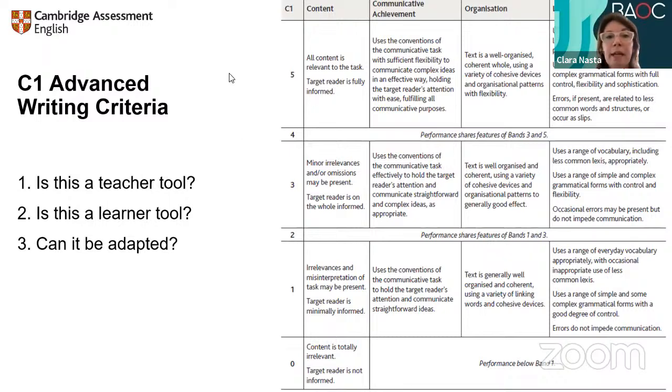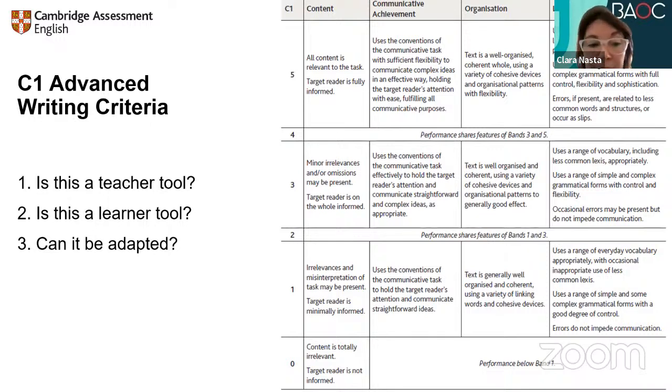You first have a content part. You see, for example, this is a slide that shows the assessment criteria for C1 writing. As you probably are familiar, they deal with 4 main areas: the area of content, communicative achievement, organization, and language. Now, we may ask ourselves, is this a teacher tool? Is this a learner tool?